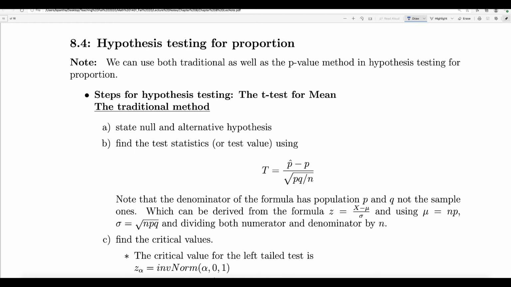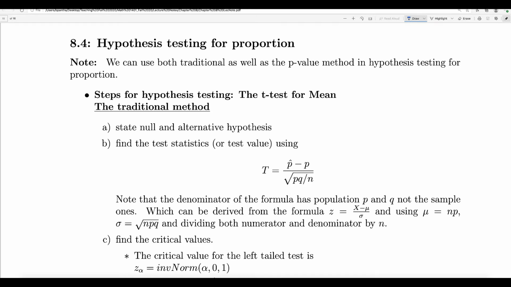In this video, we are going to talk about hypothesis testing for proportion or percentage. In chapter 7, you saw the confidence interval for proportion, but here we will discuss the hypothesis testing of the proportion. In the previous videos, we did hypothesis testing for the mean when population standard deviation is given and when population standard deviation is not given.